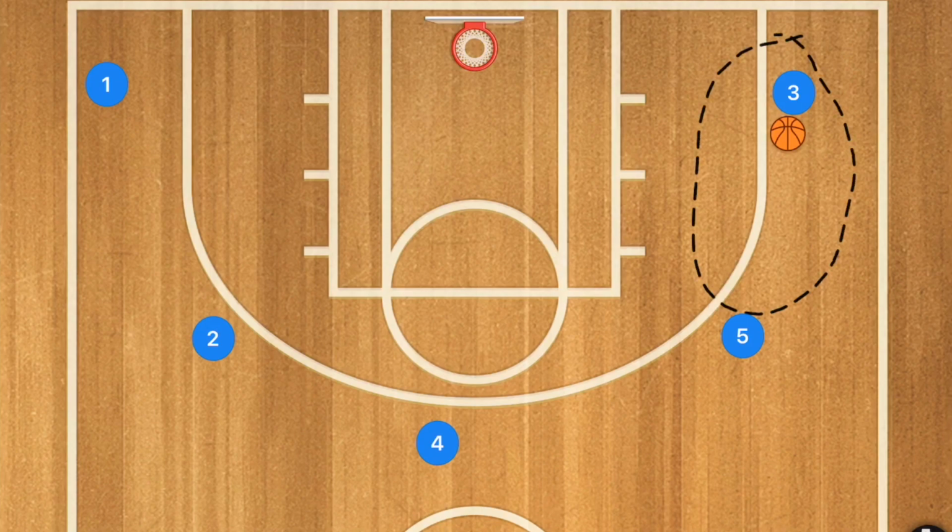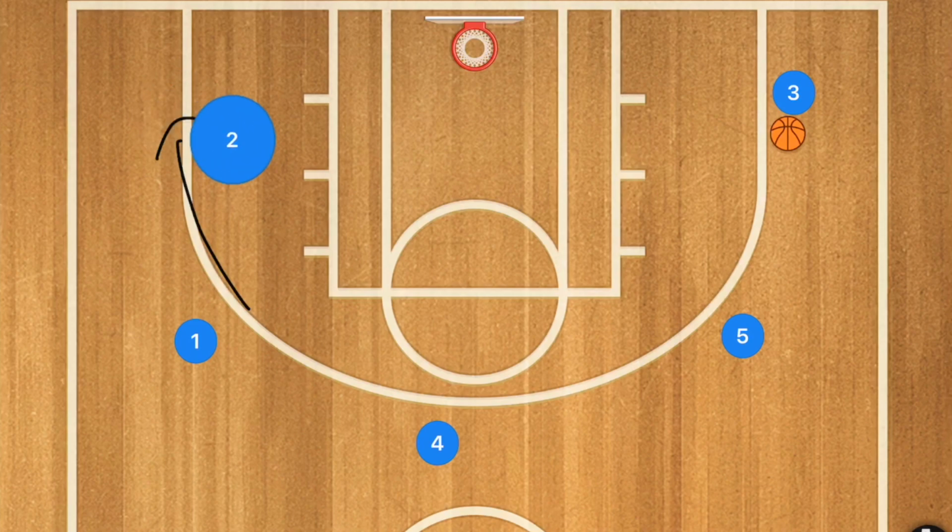So anytime there's something happening on this side, we also want to have a screen away on the other side, maybe a cut towards the basket at the same time. You may get some open layups that way. There's so many different opportunities, but I just wanted to share this with you.